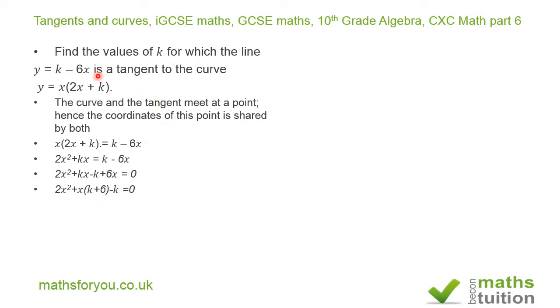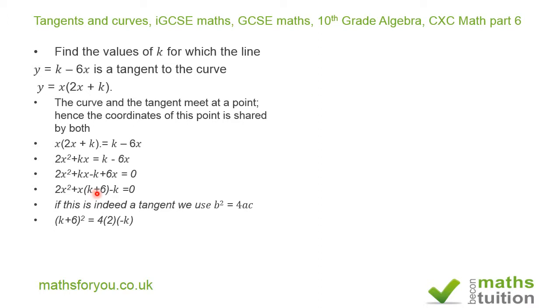Now, as we are told, this line y is equal to k minus 6x is a tangent to this curve y is equal to x into 2x plus k. It then means that the normal test for b squared minus 4ac will be satisfied. In which case we say b squared is equal to 4ac.